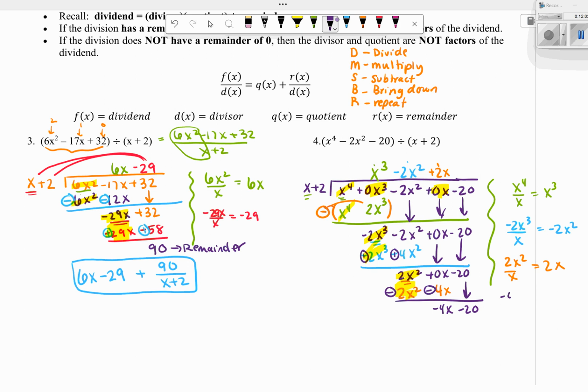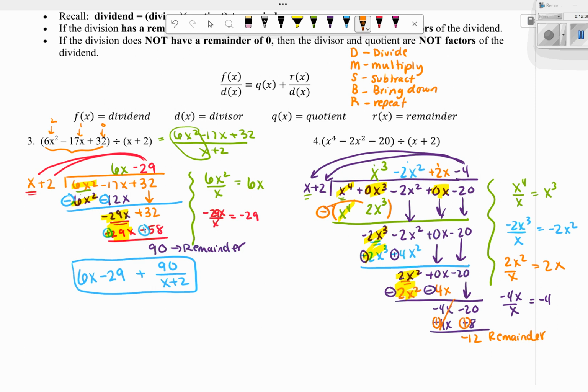So now we have minus 4x divided by x, which is negative 4. So negative 4 is our last one that we're going to do, and that's our constant. And the rest is going to be a remainder after that. So negative 4 times x is negative 4x. Negative 4 times 2 gives us minus 8. And then we're going to change those signs. So that cancels out. And then negative 20 plus 8 gives us negative 12. There's no other spots to go, so this is our remainder.